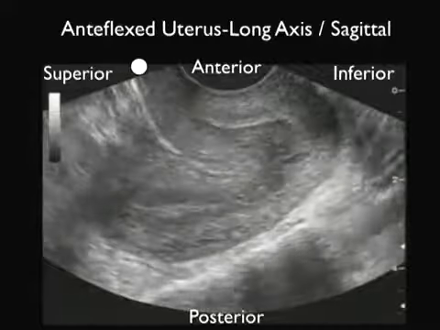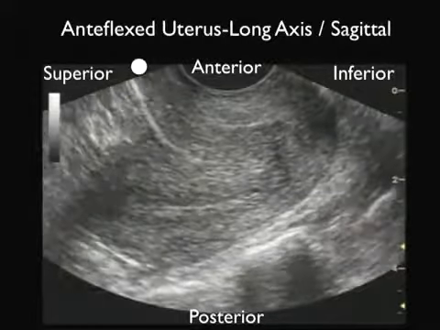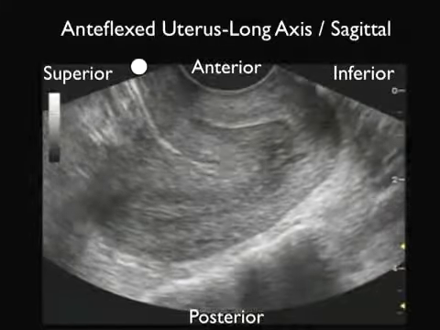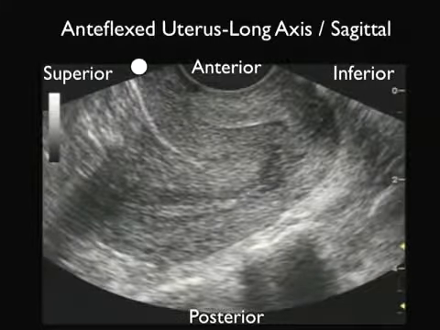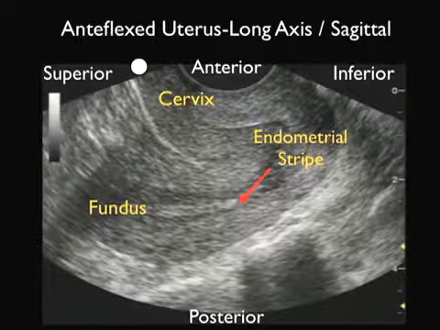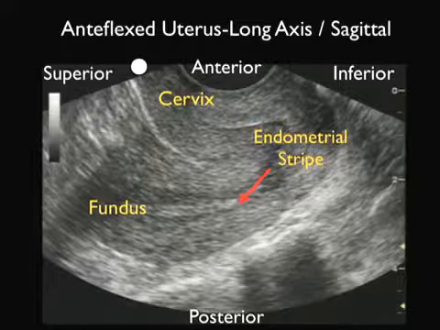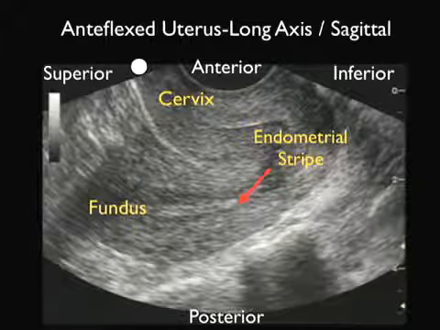Next, let's take a look at an antiflexed uterus as taken from a long axis or sagittal plane. We see here superior to the left of the screen, inferior to the right, anterior to the top of the screen, and posterior all the way down to the bottom. The first structure that we identify is the cervix, located to the top of the screen anteriorly. We see the fundus all the way down to the bottom there. Notice that the endometrial stripe takes a zigzag appearance to connect the cervix to the fundus, as the fundus flops anteriorly on top of the cervix in this antiflexed uterus.